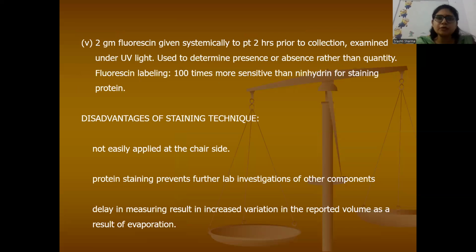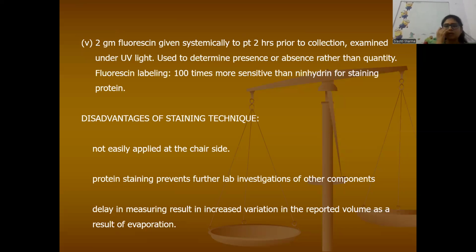Then fluorescein given systemically to patient 2 hours prior to collection, examined under UV light, used to determine presence or absence rather than quantity. Fluorescent labeling is 100 times more sensitive than ninhydrin for staining. This has to be remembered that fluorescent labeling is 100 times more sensitive than ninhydrin for staining protein.